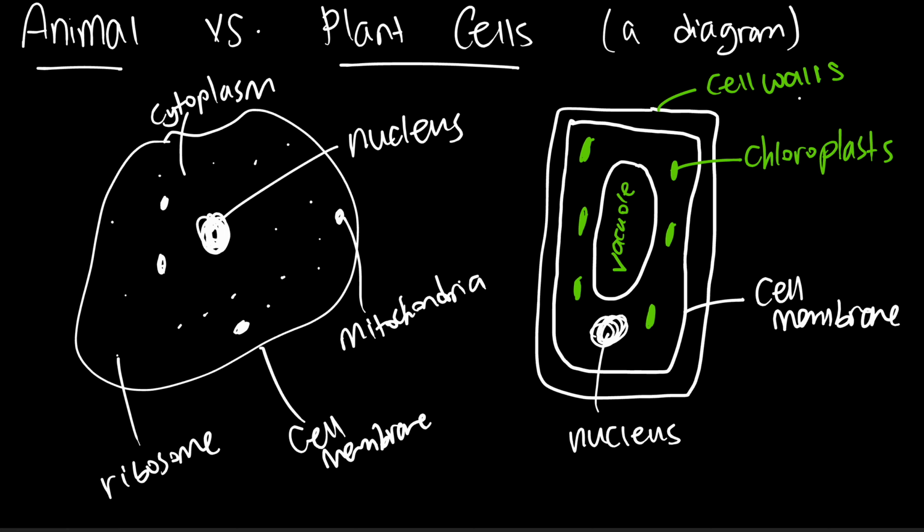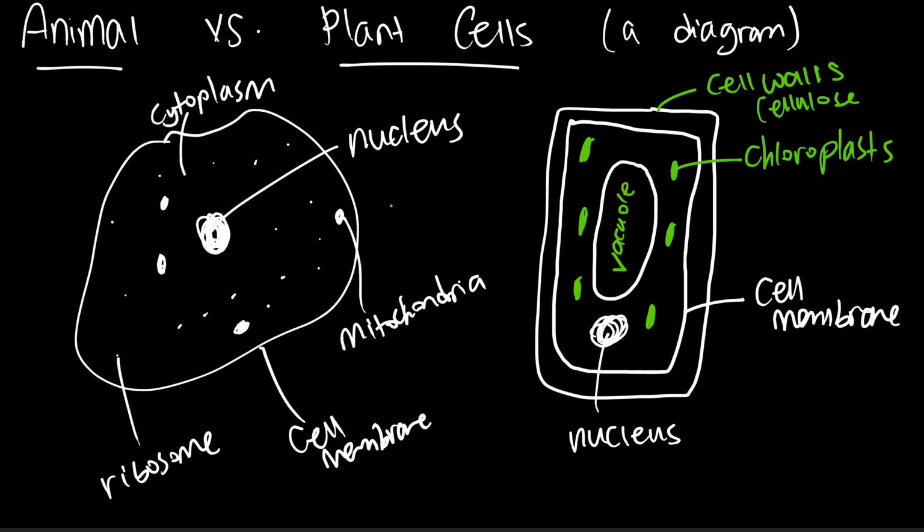Cell walls are made of cellulose in plants. That should be in green actually. They're made of cellulose, and cell walls give the plant its rigid shape despite not having bones like us animals. Animals have bones, but plant cells have a rigid cell wall made of cellulose that gives them support and shape.